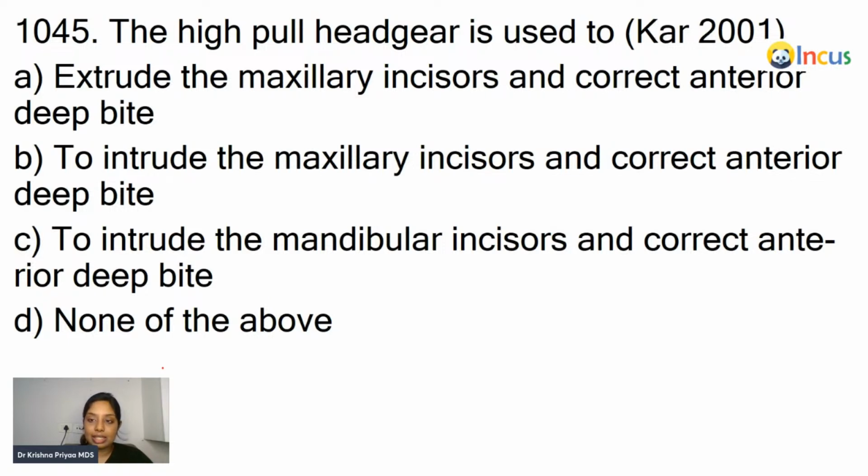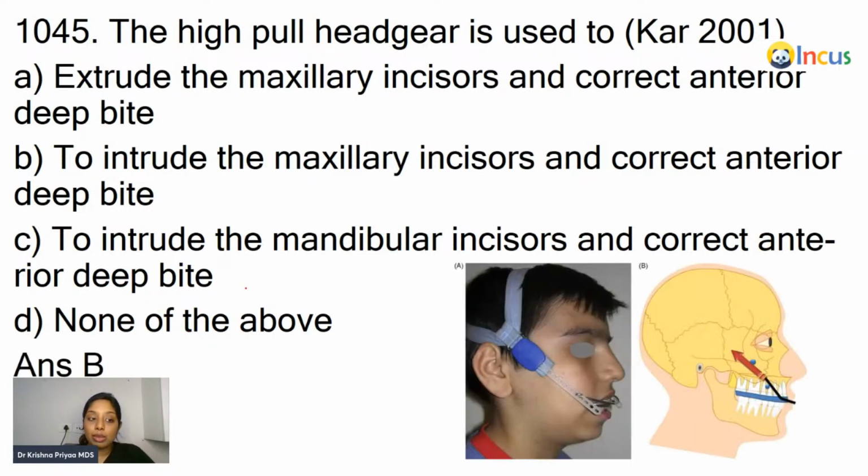To intrude the maxillary incisors and correct the anterior deep bite. To intrude the mandibular incisors and correct the anterior deep bite. So here we can definitely eliminate two options. None of the above is wrong, and it doesn't even make a difference on the mandibular incisors. So either it extrudes the maxillary incisors or intrudes it. So what will be the correct answer?